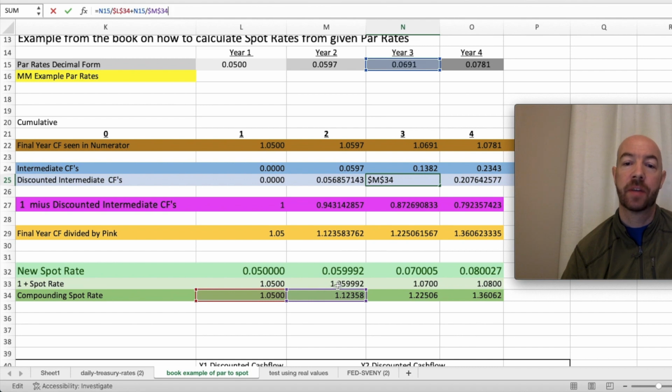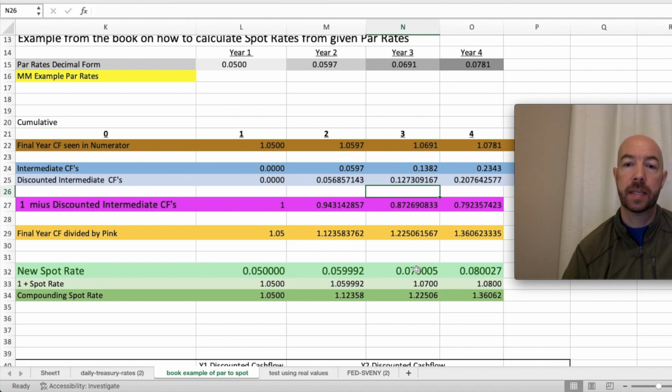Like here, the spot rate that you're using in year 2 was really dependent upon what the par rates were in the very, very beginning. Year 1, year 2, year 3, year 4 par rates, as you'll see, because it's all compounded, all linked together, and it grows.